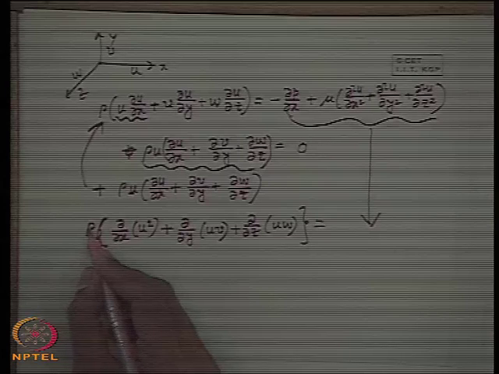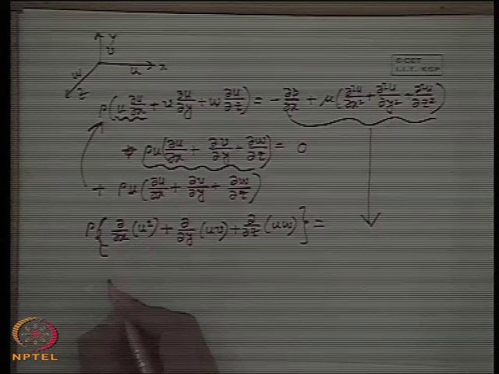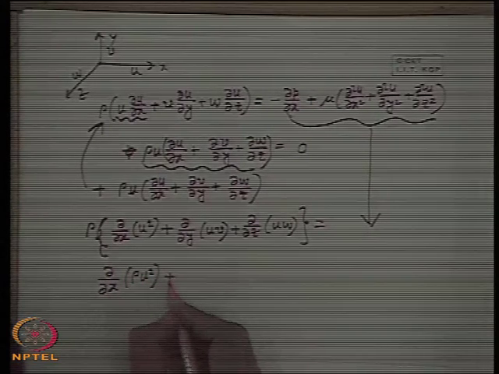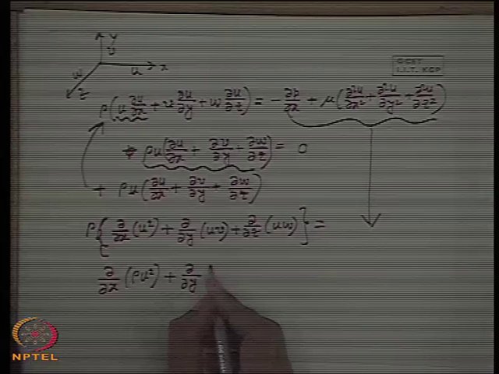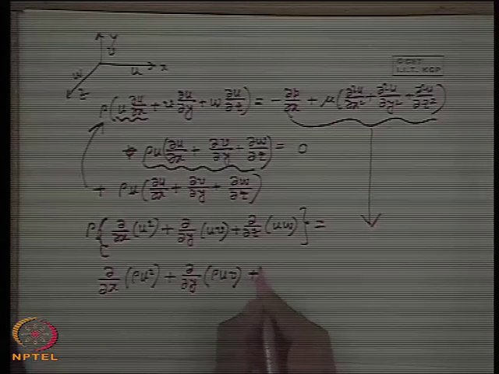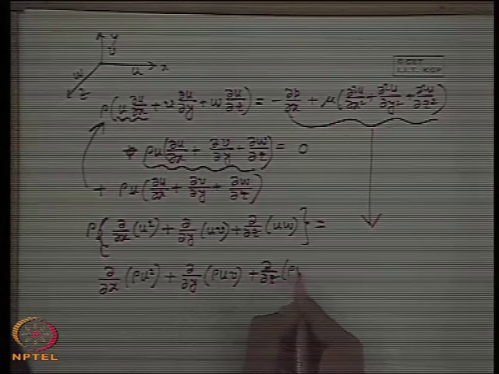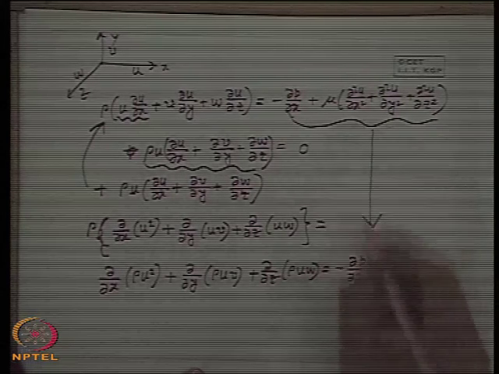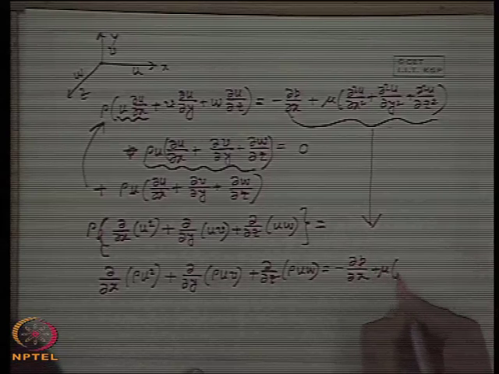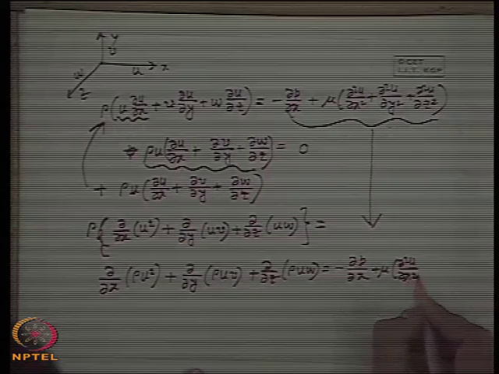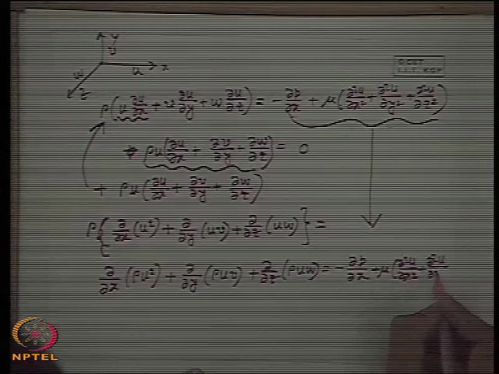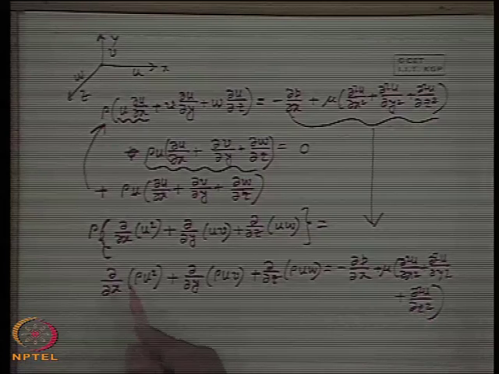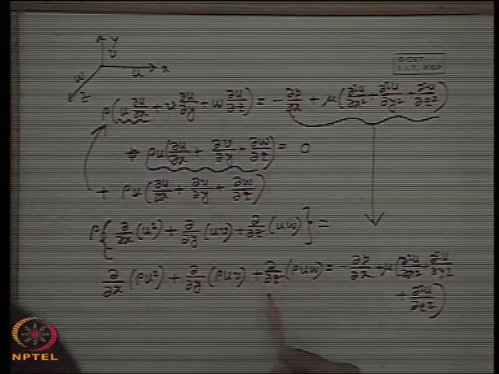Taking rho inside, because rho is a constant and can go within the operator, this term can be written as del x of rho u square plus del y of rho u v plus del z of rho u w. Now I write again the right hand side to make this equation complete, that is the same quantity: mu times del square u del x square plus del square u del y square plus del square u del z square. This is the form in which the Navier-Stokes equation is written in a slightly different form.